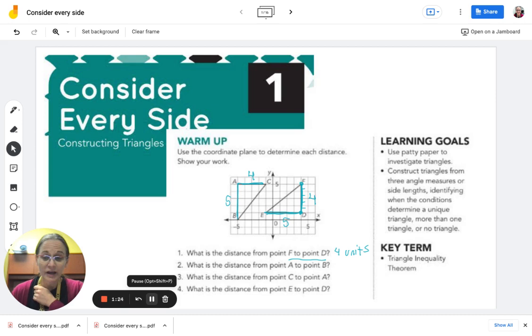We have 2 of them. First, we want to use patty paper to investigate triangles. Next, we want to construct triangles. That means we want to make some triangles from 3 angle measures or side lengths, identifying when the conditions determine a unique triangle, more than one triangle, or no triangle at all. Our key term today is the triangle inequality theorem.